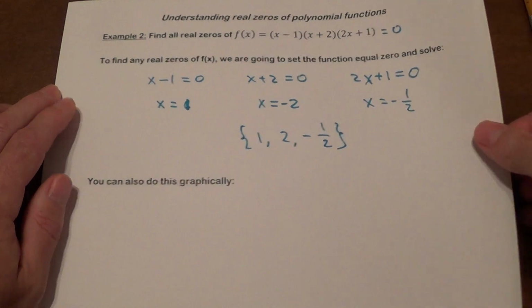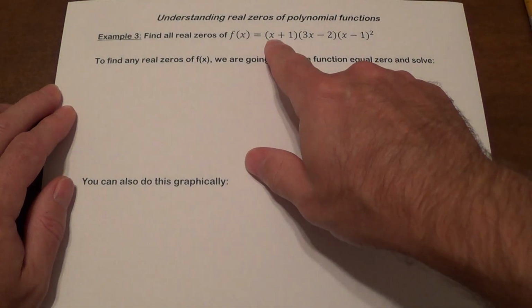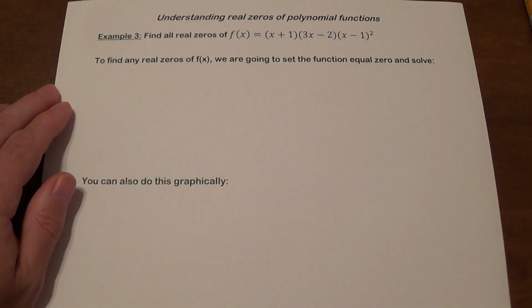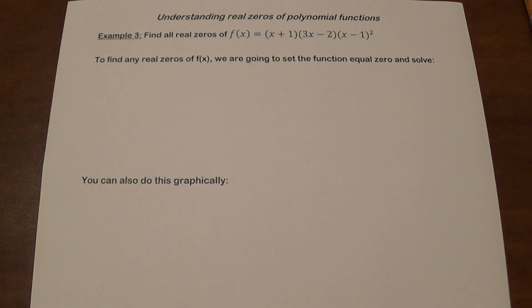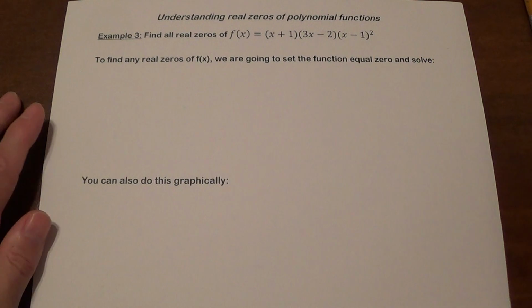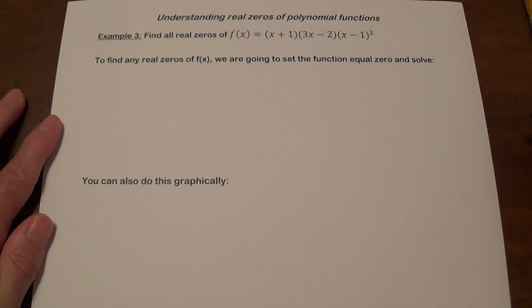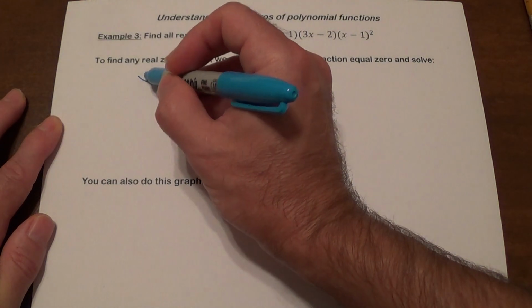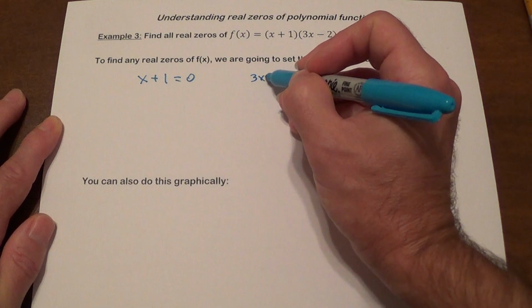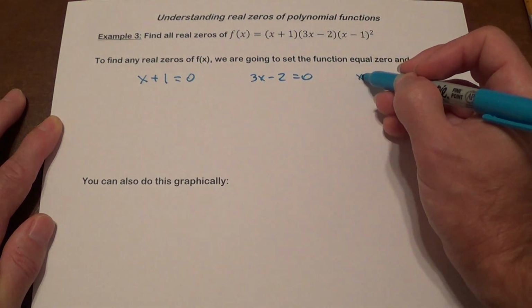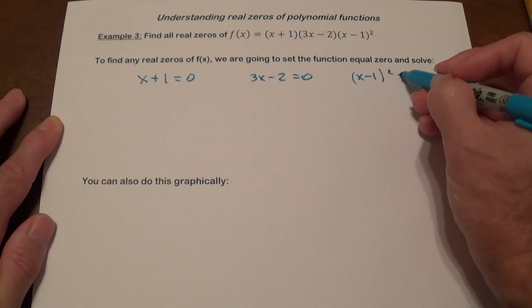Our next problem: x plus 1 times 3x minus 2 times x minus 1 squared. This square is irrelevant when it comes to finding real zeros. It does have a meaning, but we're not going to discuss that in this lesson. But if you want to write it with a square, that's okay. x plus 1 equals 0, 3x minus 2 equals 0, or x minus 1 squared equals 0.